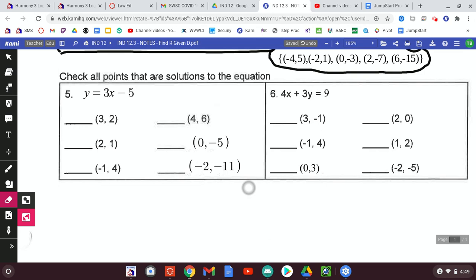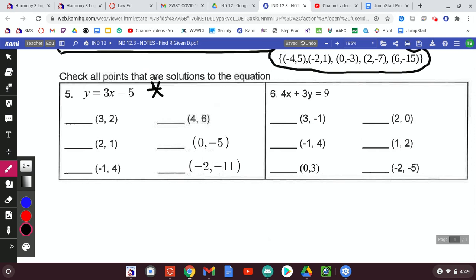So for number 5, here's our given equation right here, y = 3x minus 5. And what we want to know is we want to check each one of these points to see if they are a solution. Well, if they're a solution, they're going to make a true statement. If they're not a solution, they're going to make a false statement, and I'll show you what I mean.